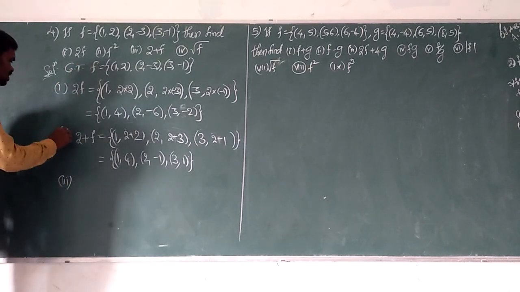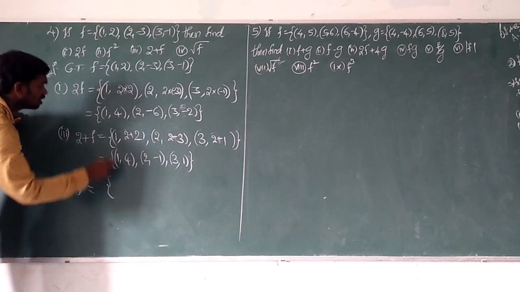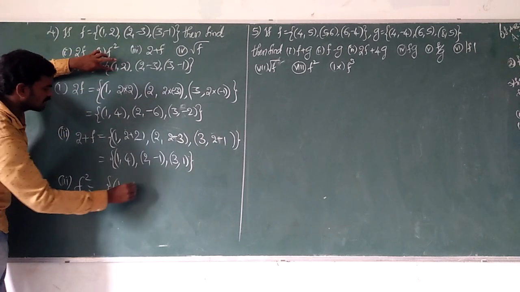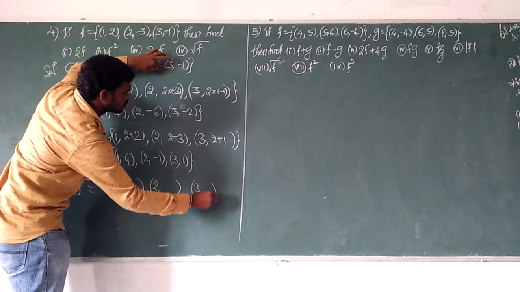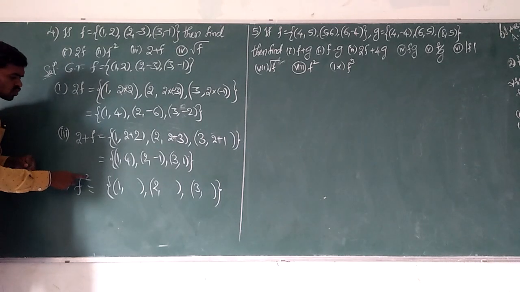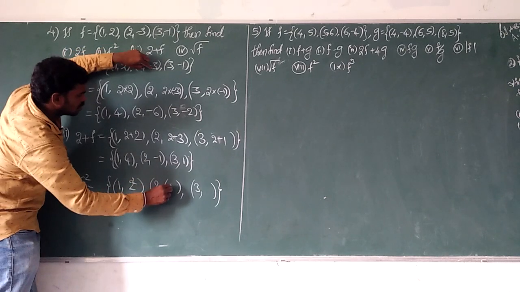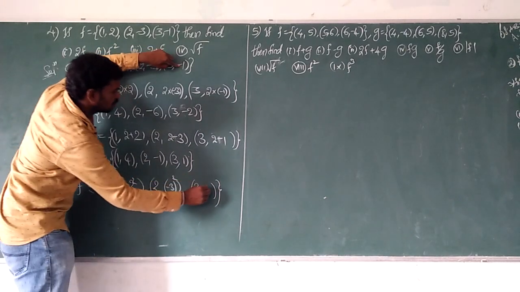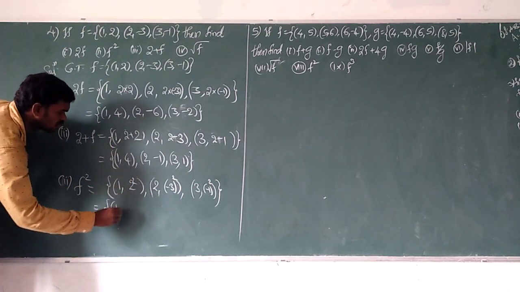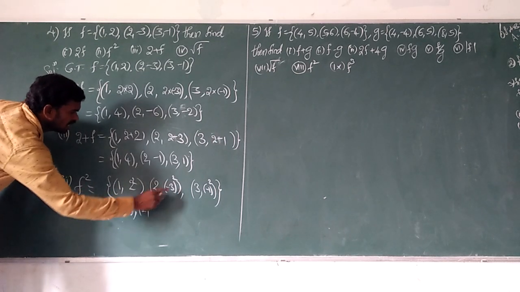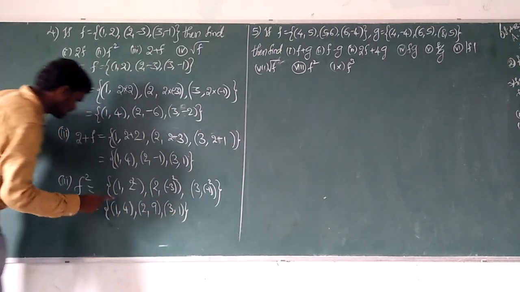Next, this is the third one. And see, second one is f square. f square means what? First element write as it is: 1 comma, 2 comma, 3 comma. Okay? We should do squaring for the second element. 2 square. Next minus 3 square. Next minus 1 square. Okay. So which is equal to (1, 2 square value 4), (2, minus 3 whole square value 9), (3, minus 1 whole square 1). So this is f square.